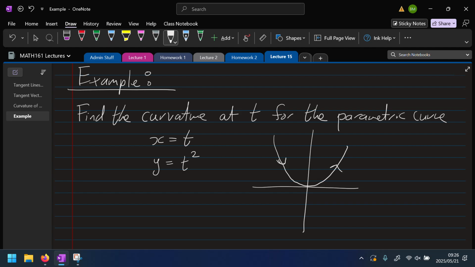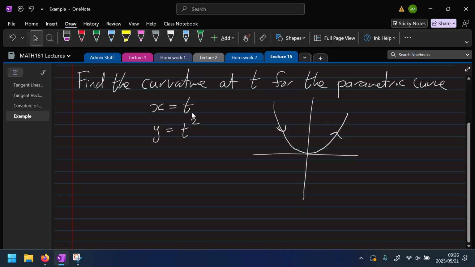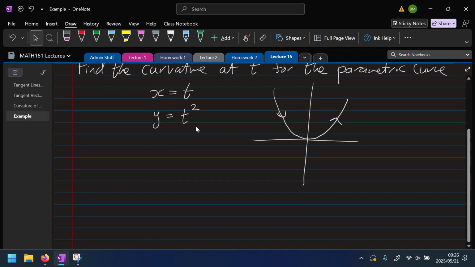Okay, so the particle is going to move around in this curve. So there's going to be some force acting on the particle. You can work out what that's going to be for homework. And whatever this force is, that is what's causing it to make this bend. And we want to know what is the curvature at t. At some time t, there's going to be some curvature due to that force. Okay, so let's follow the steps.